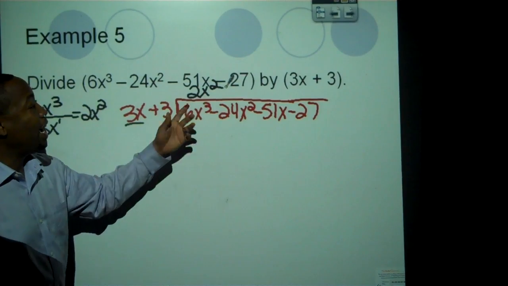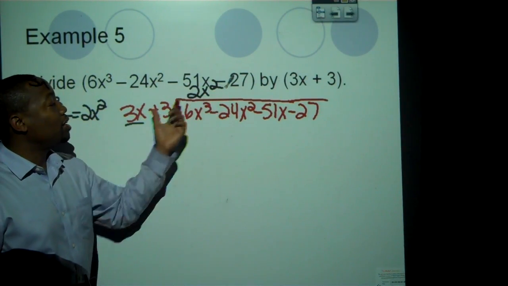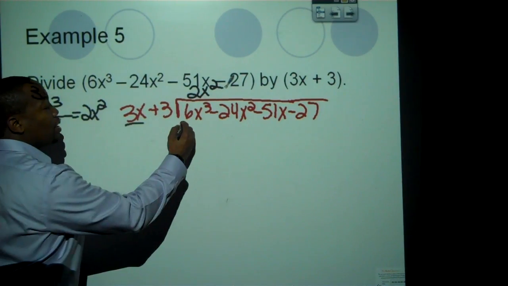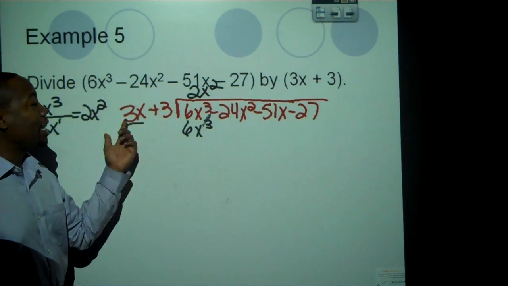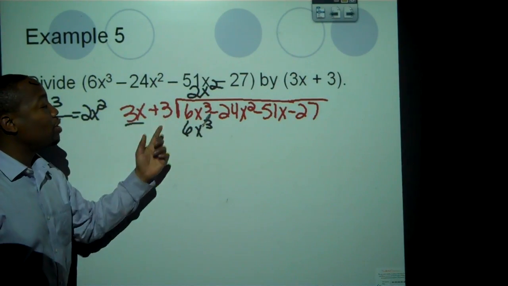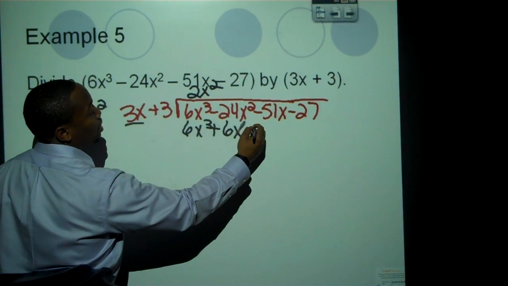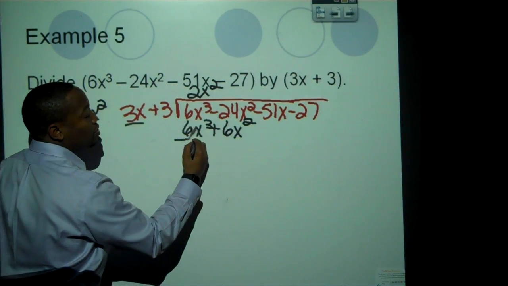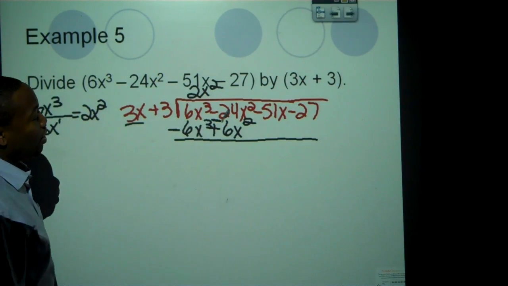Now I take this number and go right back into multiply. 2x squared times 3x will give me 6x to the third. 2x squared times 3, I can't just multiply the first one, I have to multiply the second one. 2x squared times 3 gives me my positive 6x squared. As I said before, draw my line, change my signs.